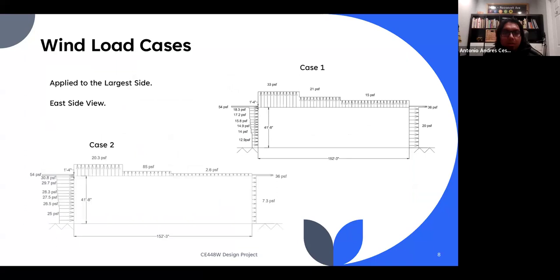The wind loads were calculated and applied to the largest side of the building in order to find the lateral forces. This can be seen in case 1 and case 2 from an east side view.